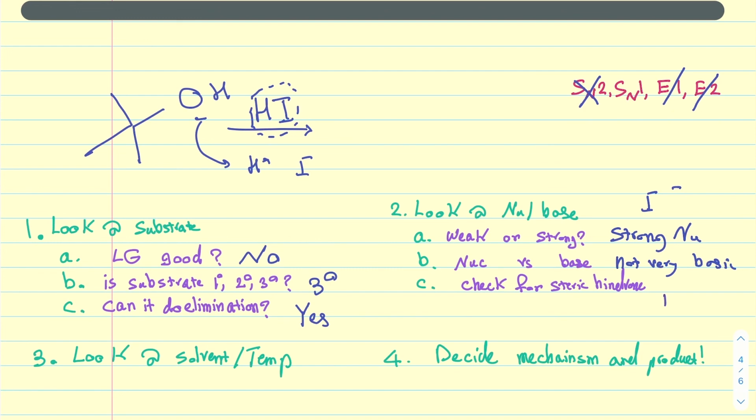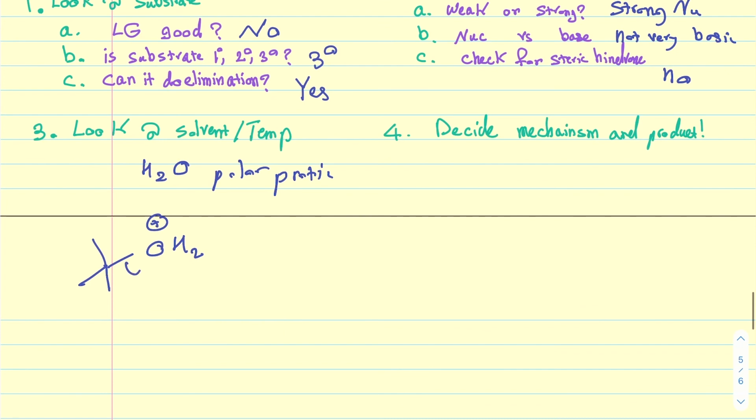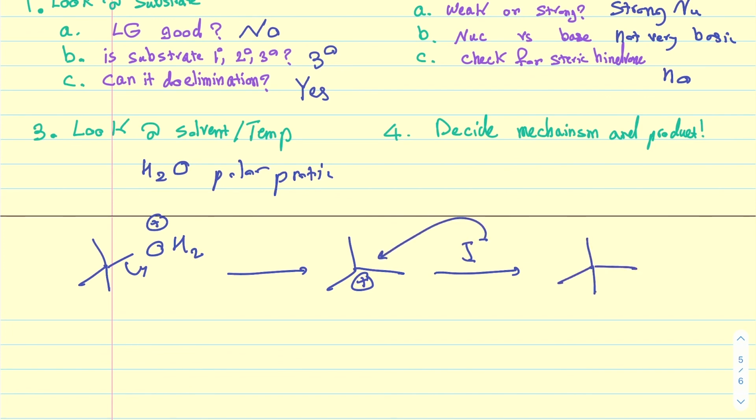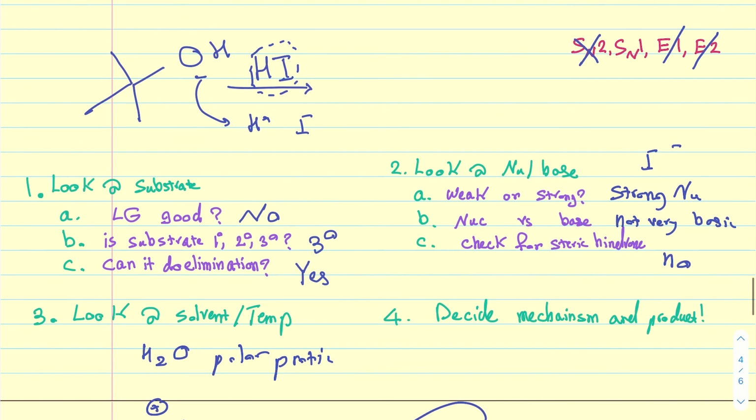Doesn't have much steric hindrance. And the solvent that HI comes in is usually water. I should have written that. I'm sorry about that. It is polar protic, but that is actually going to favor formation of a carbocation after you protonate your alcohol. And that carbocation can now combine with I-, which is very nucleophilic, to give us this product with an SN1 mechanism.